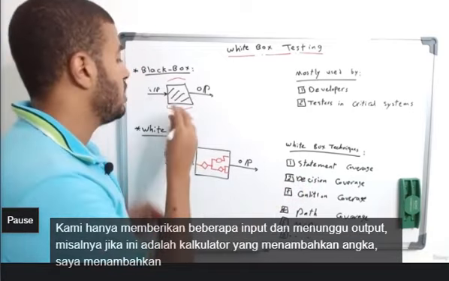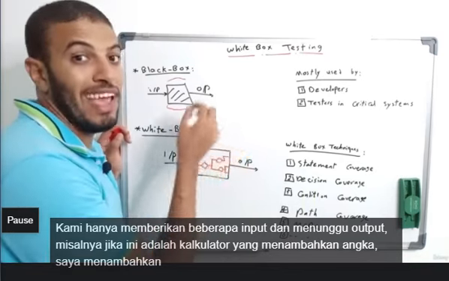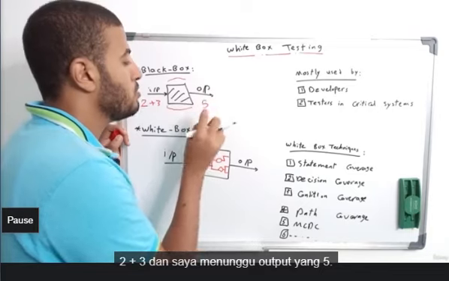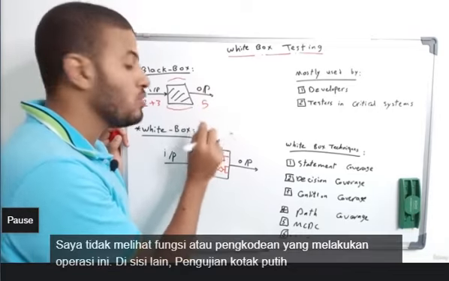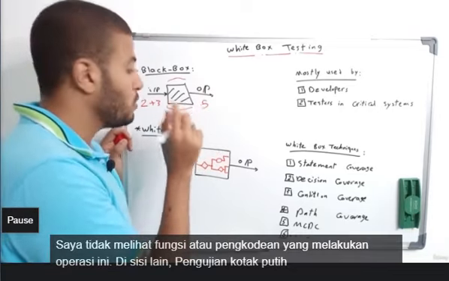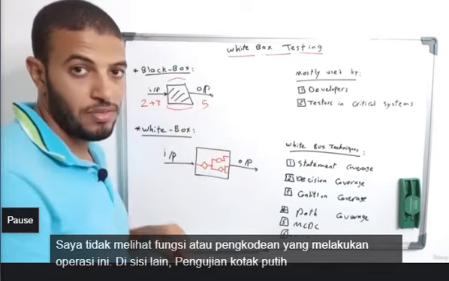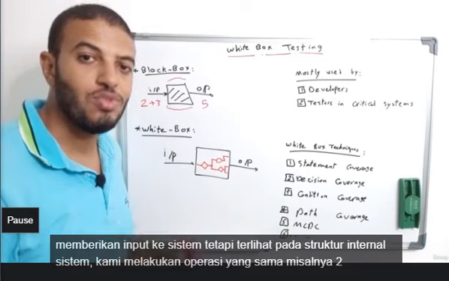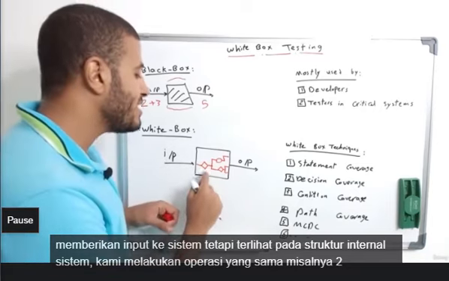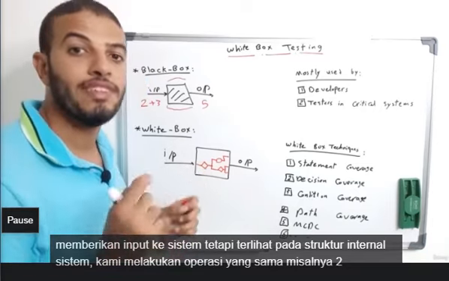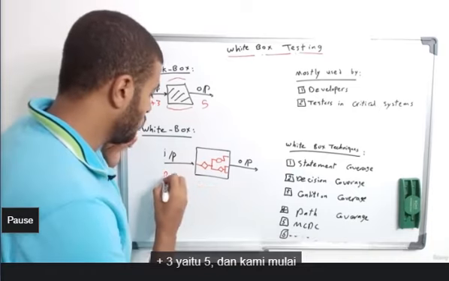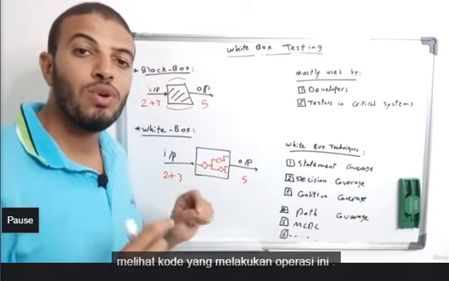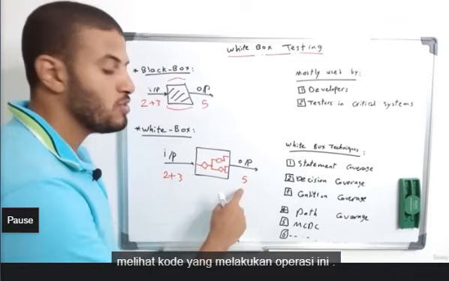We just provide some inputs and wait for the output. For example, if this is a calculator that adds numbers, I add 2 plus 3 and I wait for the output, which is 5. I don't look at the function or the coding which performed this operation. On the other hand, white box testing provides input to the system, but it looks at the internal structure of the system. We perform the same operation, for example, 2 plus 3, which is 5, and we begin to look at the code that performs this operation.